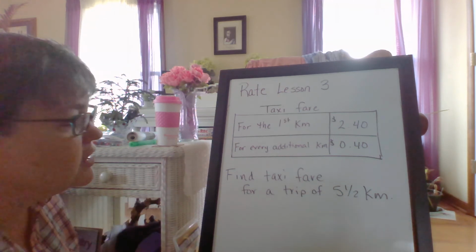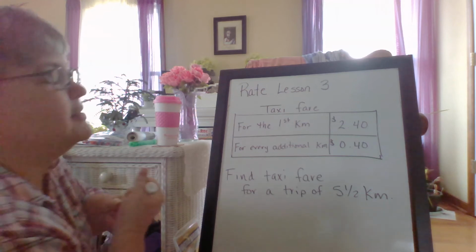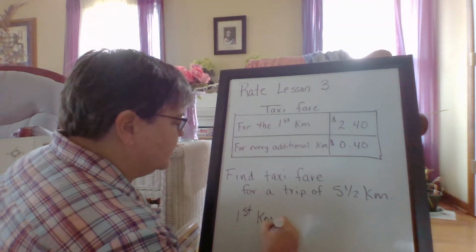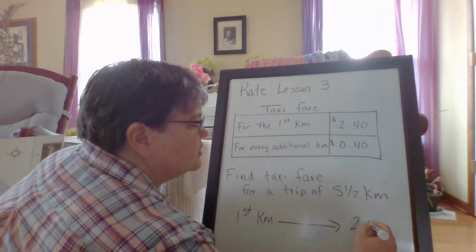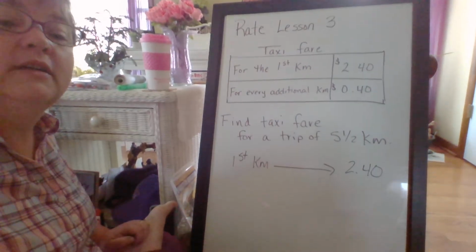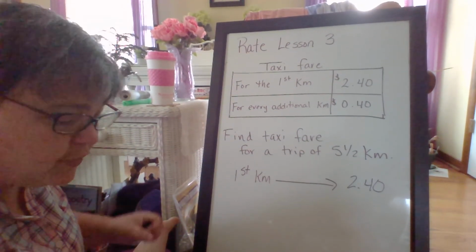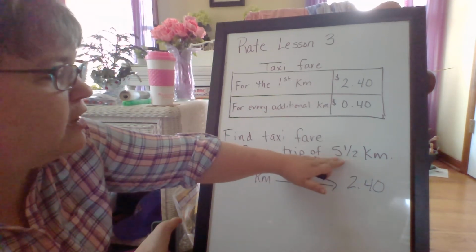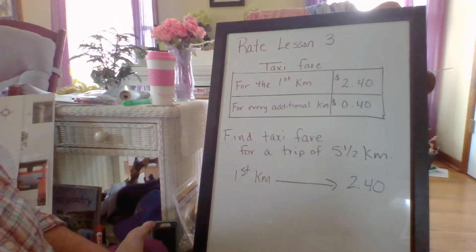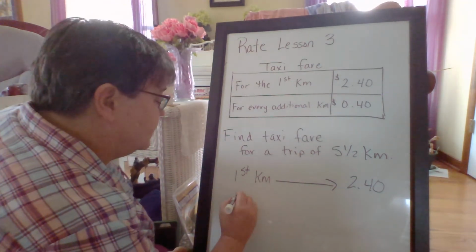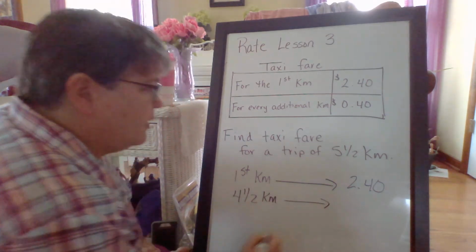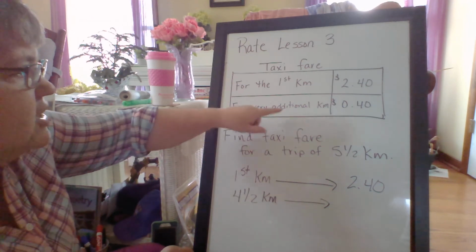All right, so for the first kilometer, here we go. For the first kilometer, we're going to pay $2.40. Then, okay, for the next, so we did take 1 off of 5.5, you get 4.5. So for the next 4.5 kilometers, you have to pay 40 cents for every additional kilometer.